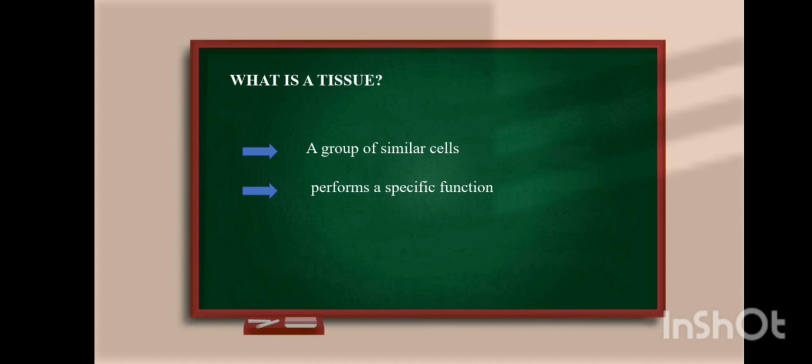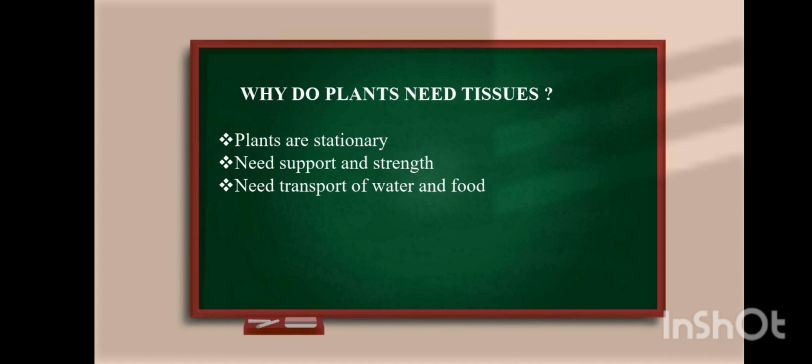We are going to study what a tissue is. What is a tissue? It is a group of similar cells that performs a specific function. It's a group of cells. Then why do plants need tissues?